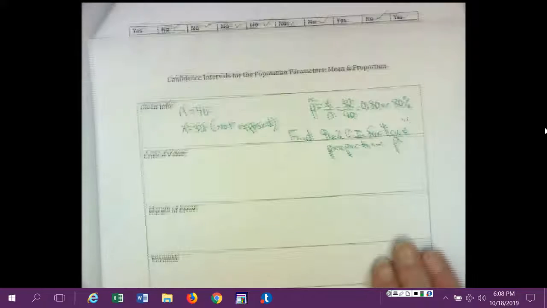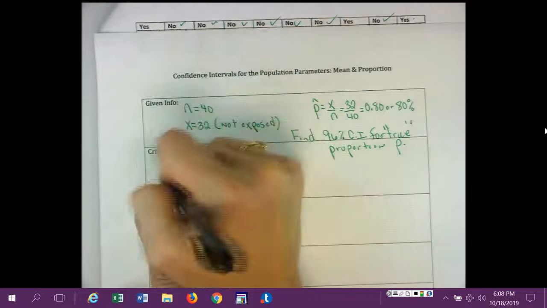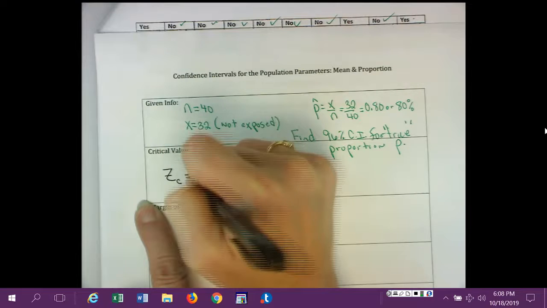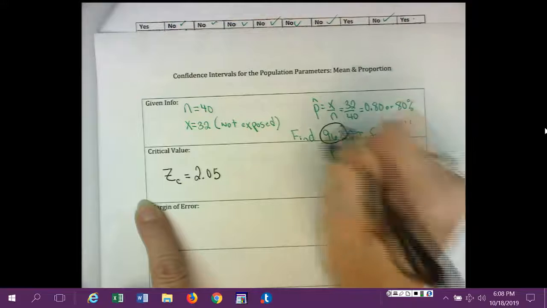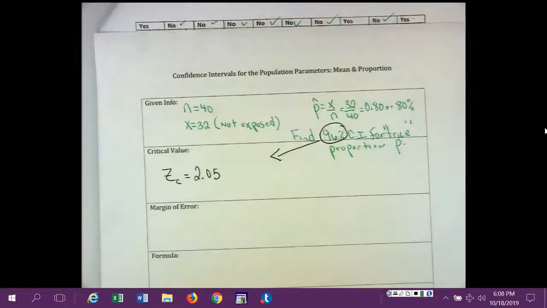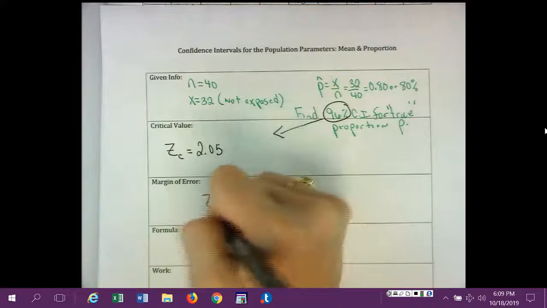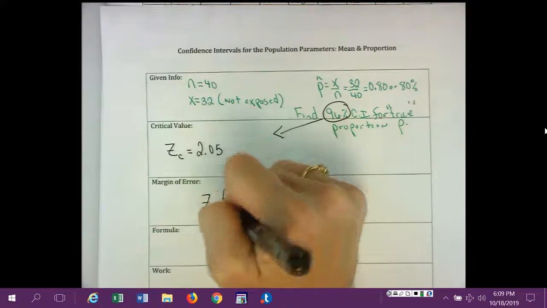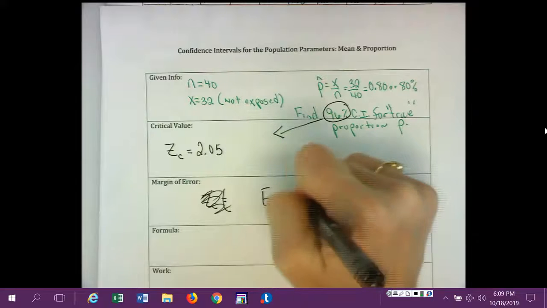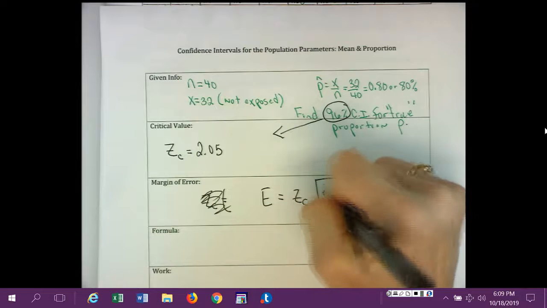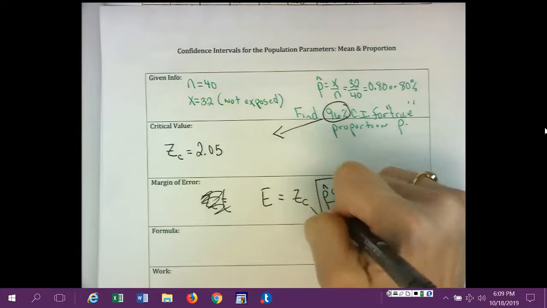Here we go. Critical value. We went over that at the beginning of the video, so I'm just going to say 2.05. And again, that is based on a 96% degree of confidence. Refer to the beginning of the video. Margin of error: Z sub C times the square root of P hat times Q hat divided by N.